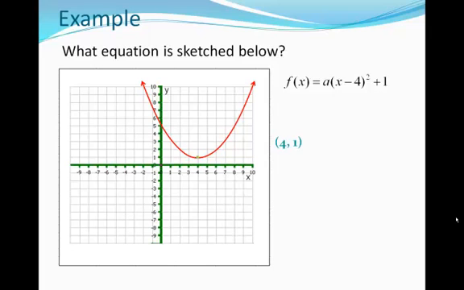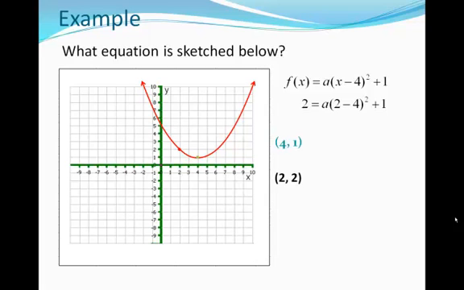Well, just from the direction of the graph, I do know that a needs to be a positive number since it's facing up. And so what I really need to figure out is, okay, has it been stretched? Because this parabola does look like it's a little bit wider than normal. Well, in order to figure that out, I'm going to use another point on this graph. So I've picked out the point (2, 2). Looks like it definitely goes through there. And I'm going to plug in (2, 2) into the x and into the y of the equation.